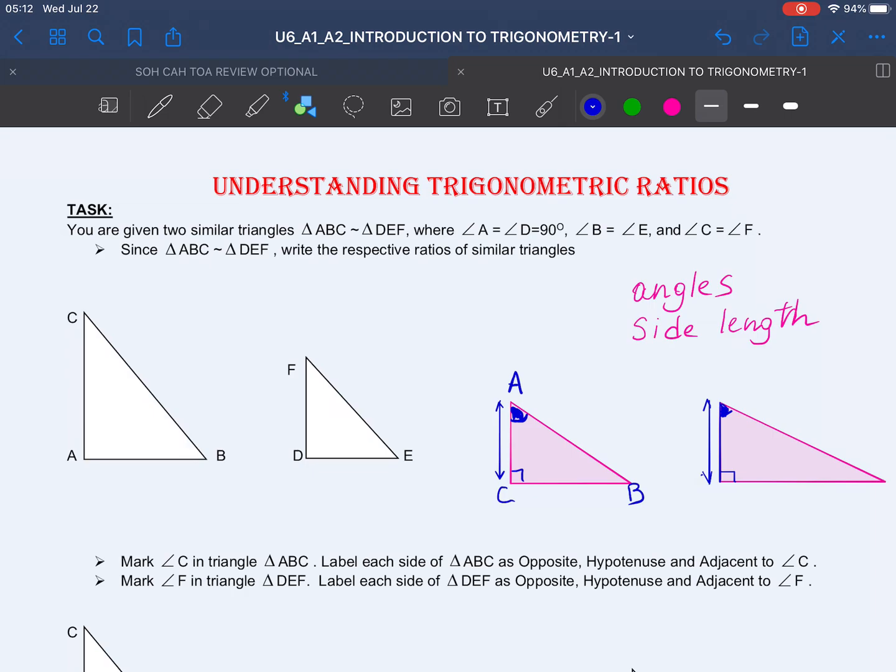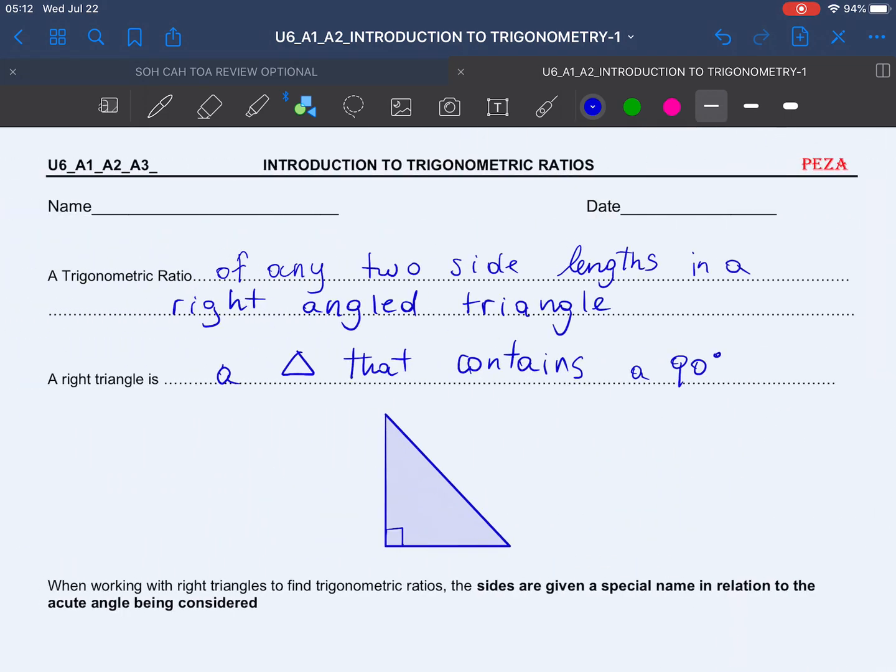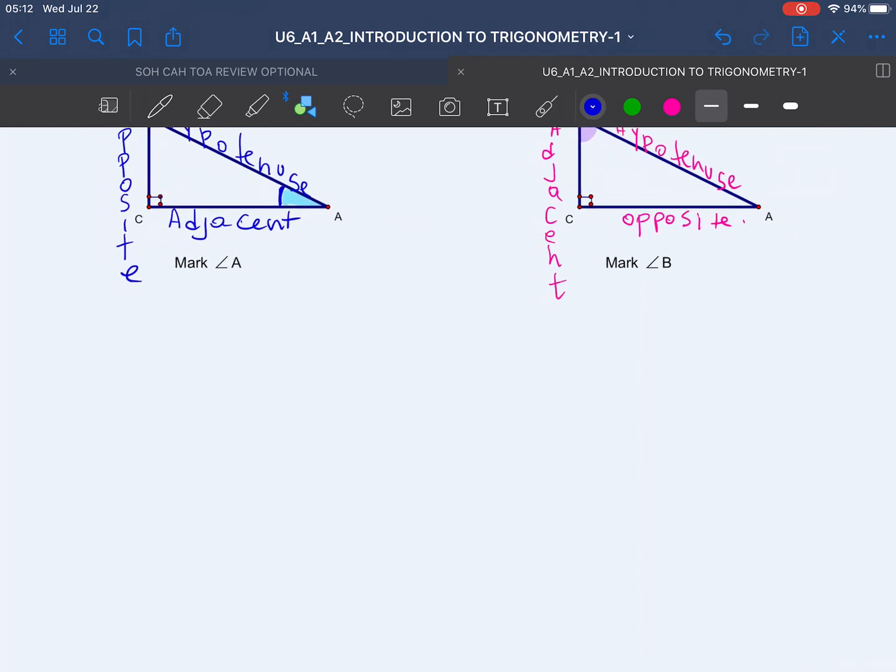There are three trigonometric ratios that we will be looking at. The first one is what we call the sine ratio. The sine ratio is measured, and I will refer to angle A, as the ratio of the side opposite over hypotenuse.